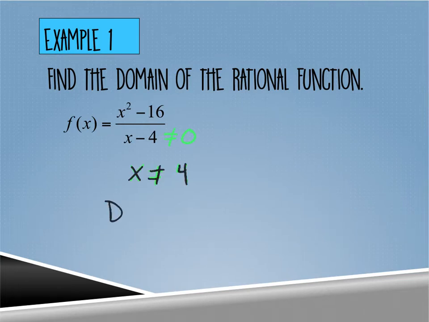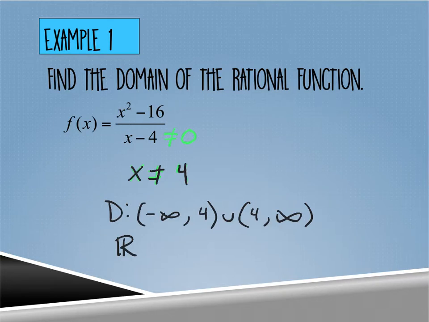So our domain, if we did it in interval notation, we start with negative infinity. We go to 4. We put parentheses because we're not including 4. Then we need the positive side of 4, so we go 4 to infinity. So this is interval notation of all real numbers except 4. We could also say all real numbers except 4.